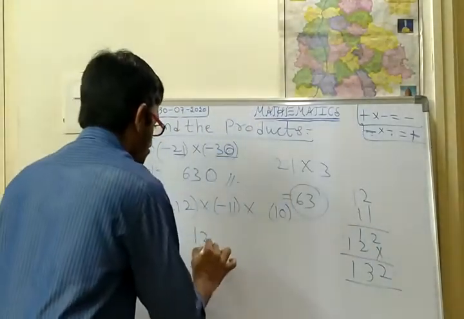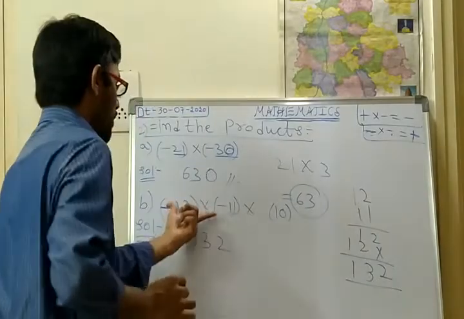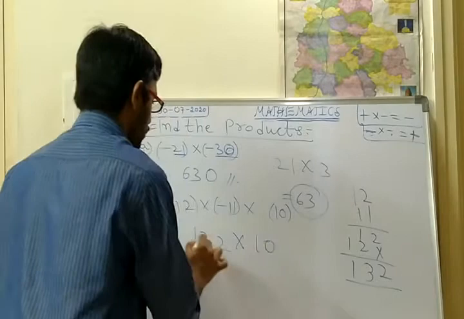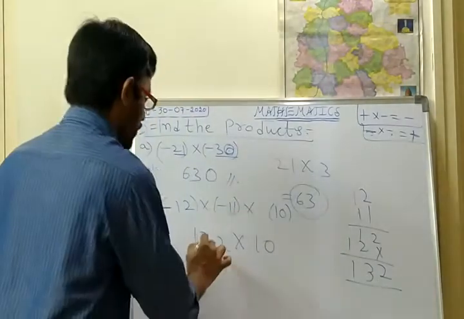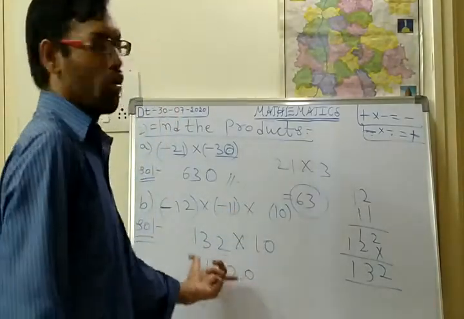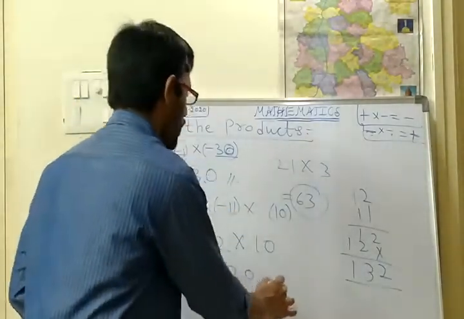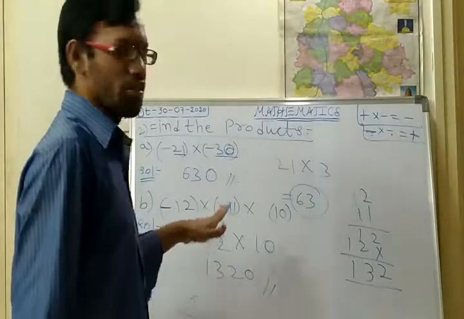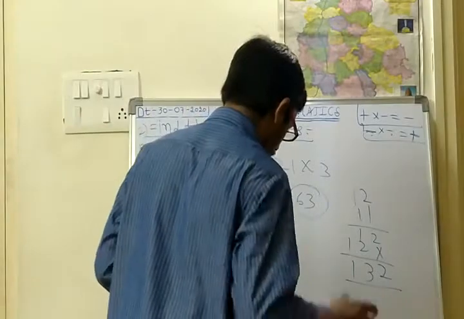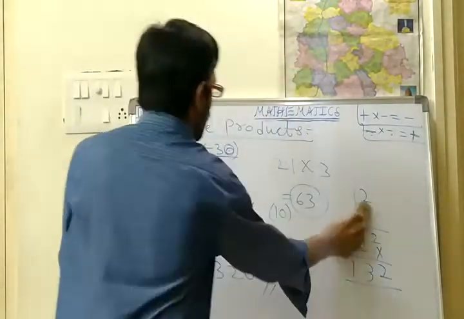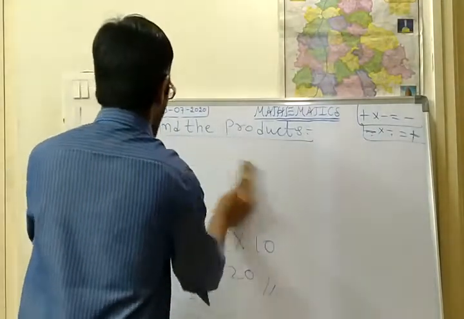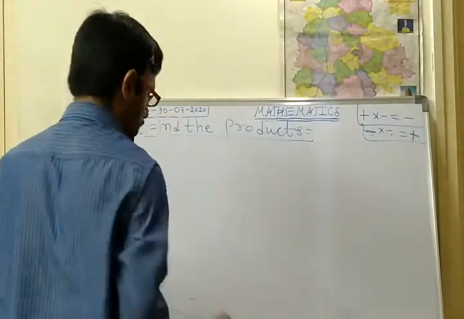So here 132. Minus into minus is plus, so plus 132 into 10. Plus into plus is plus only. So 132 into 10 is 1320. 1320 is the answer for this problem. I think you have been understanding these problems very easily. Like this you have to do. One more problem we shall see in this bit. Afterwards I will give the homework.